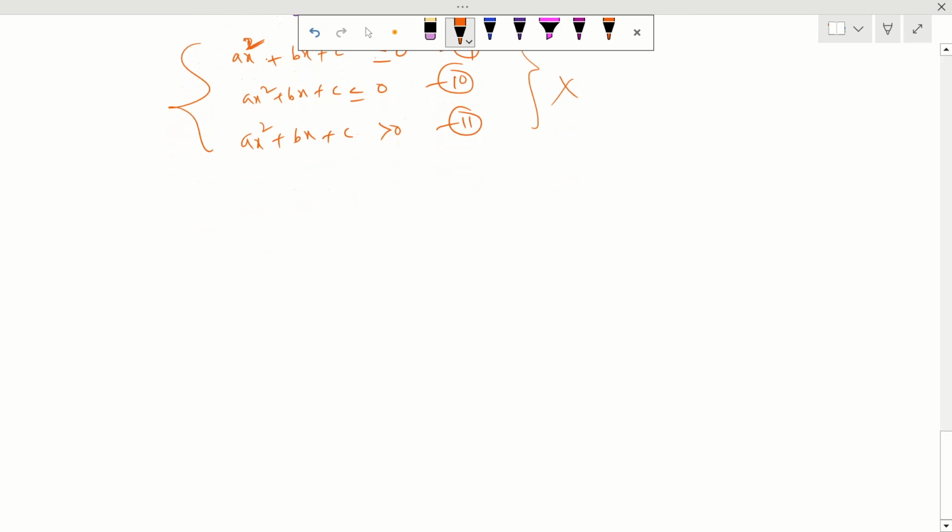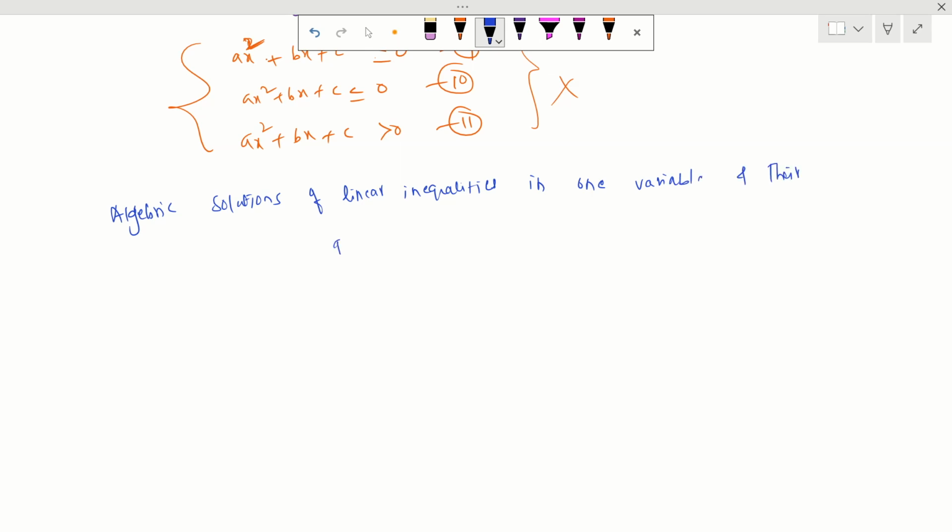Now we come to the next content, that is algebraic solutions of linear inequalities in one variable and their graphical representation. Okay, in one variable means only having one variable.